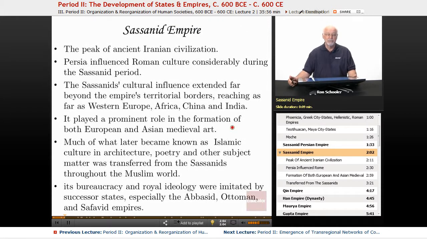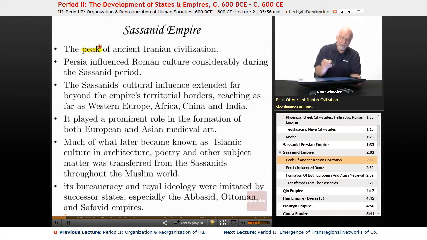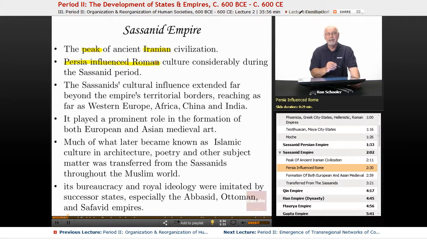Let's talk about the Sassanid Empire. It is considered to be the peak of ancient Iranian civilization. Maybe we should point out that Iranian and Persian are really exchangeable terms. Persia influenced Rome, and its influence, as it says here, extended far beyond the empire's territorial borders, even into China and India and Africa and Western Europe. So it's an empire with a lot of influence in world cultures.